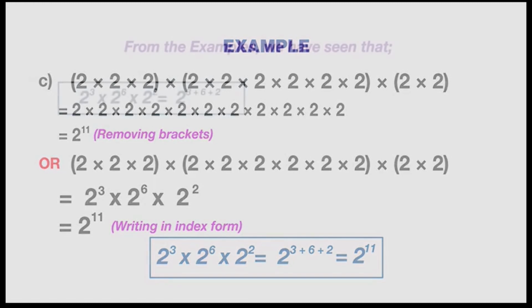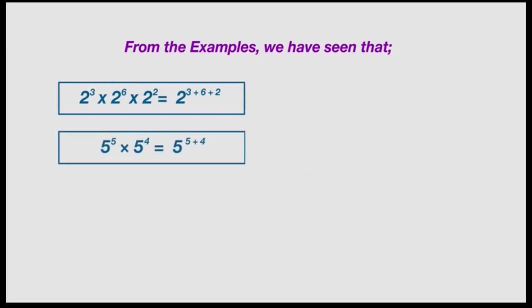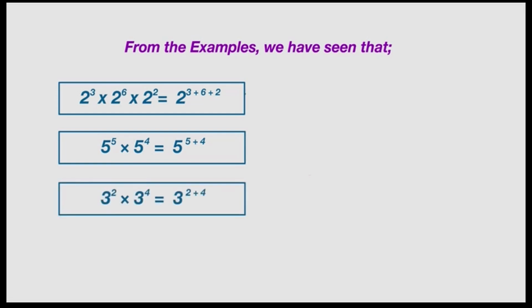Now from these examples, we've seen that 2 raised to the power 3 times 2 raised to the power 6 times 2 raised to the power 2 is equal to 2 raised to the power 3 plus 6 plus 2. And again, 5 raised to the power 5 times 5 raised to the power 4 is equal to 5 raised to the power 5 plus 4. Also, 3 raised to the power 2 times 3 raised to the power 4 is equal to 3 raised to the power 2 plus 4.